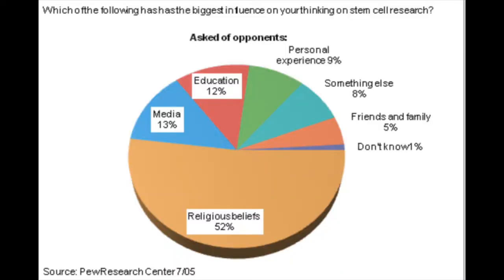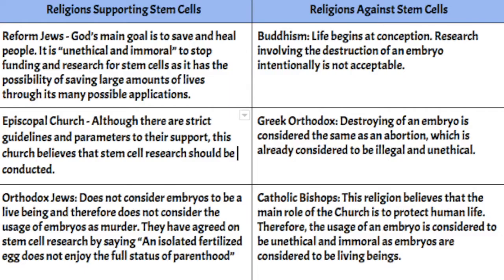Religion is one of the main issues that affect one's views on stem cells and its ethics. In a survey conducted by Pew Research Center, 52% of those opposed to stem cells had religion as their biggest factor contributing to the decision. For example, believers of Judaism support stem cell research as they believe life starts after 40 days of conception. For these people, 5-day-old embryos are not considered to be living beings.